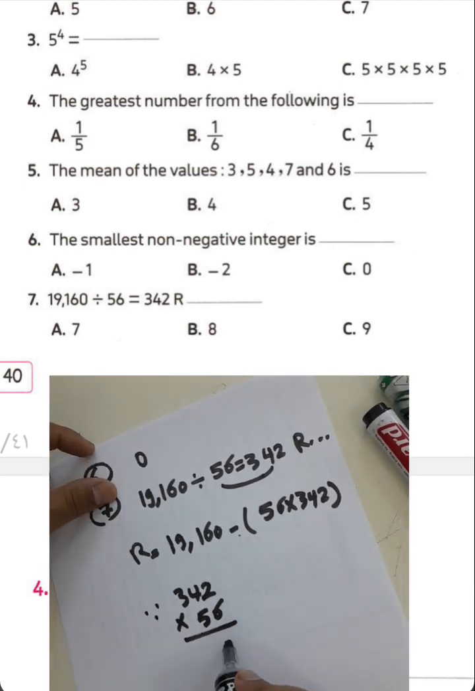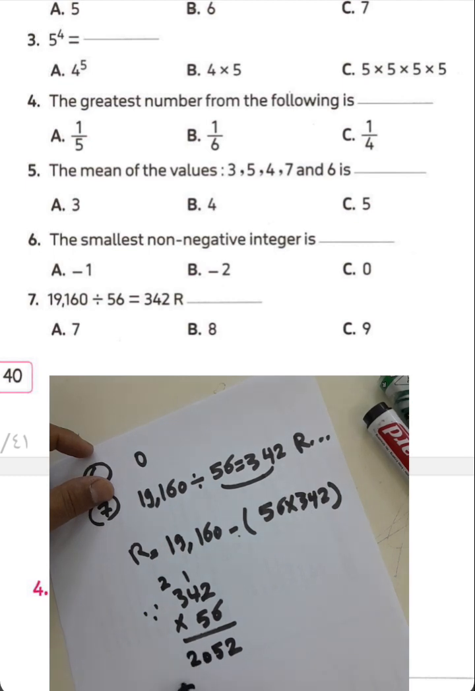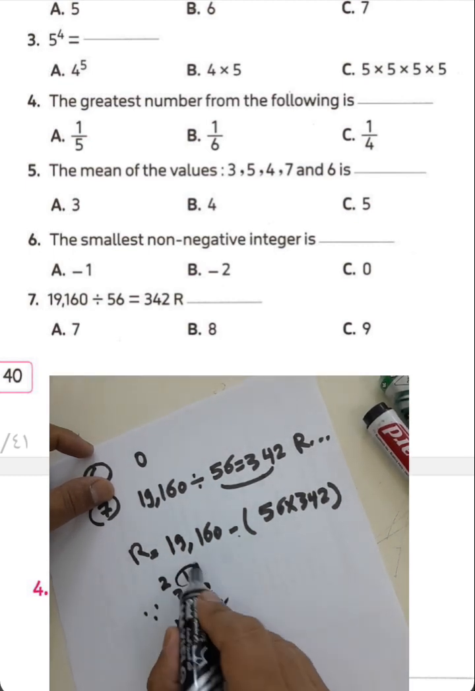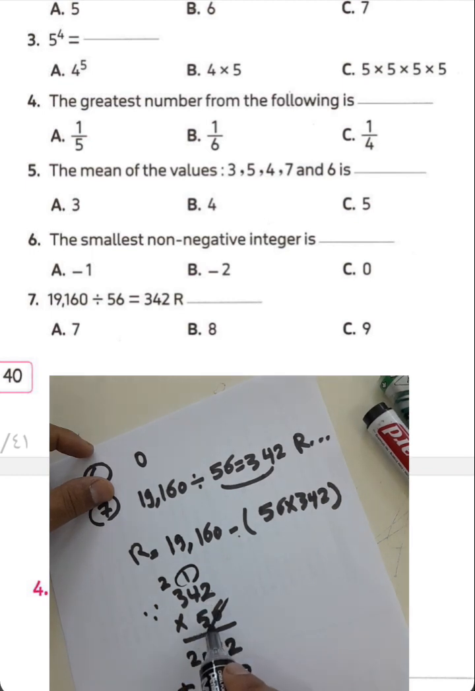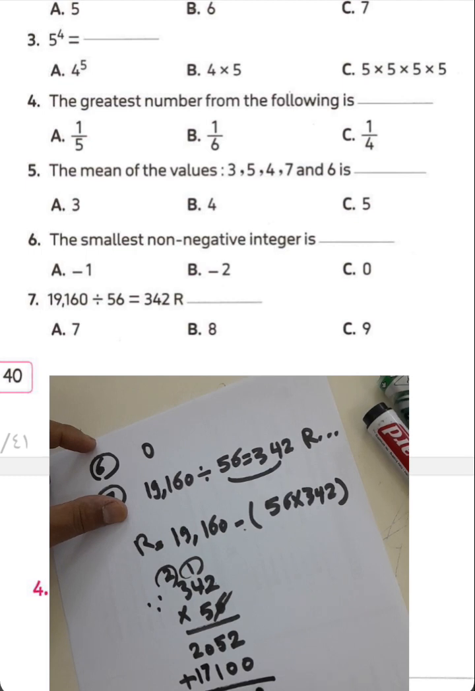2 times 6 equals 12, write 2 and carry 1. 4 times 6 equals 24, plus 1 equals 25, write 5 and carry 2. 3 times 6 equals 18, 18 plus 2 equals 20, plus 0. 5 times 2 equals 10, write 0 and carry 1. 4 times 5 equals 20, plus 1 equals 21, write 1 and carry 2. 3 times 5 is 15, 15 plus 2 equals 17. And then 2, 5, 1, 7 plus 2 equals 9 and 1.